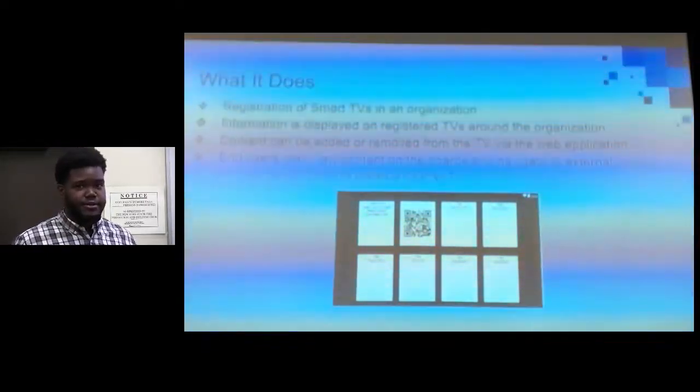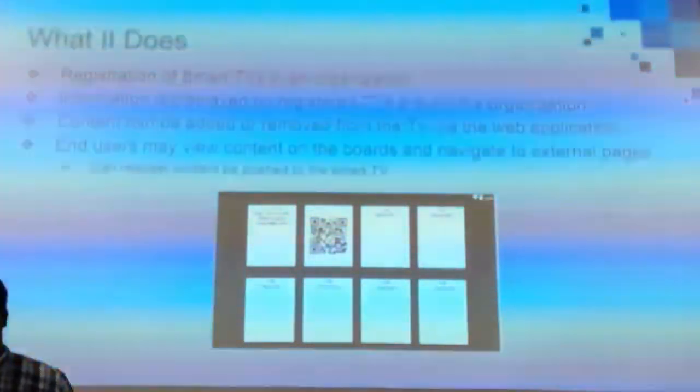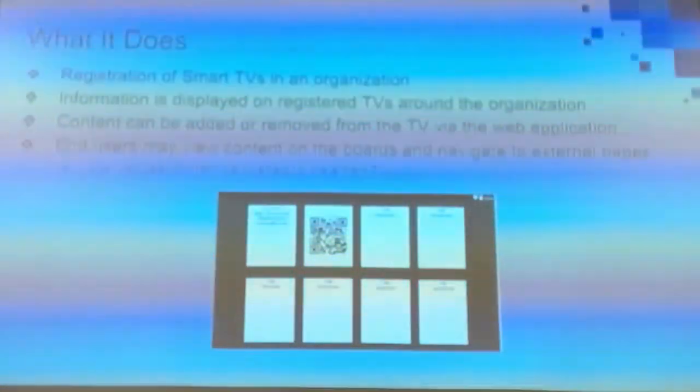So what does the system exactly do? It allows you to register any smart TV throughout your organization, and then once you register the smart TV, you can push content to that TV for people walking by to view. This is an example of what a smart TV would show. Content is displayed on tiles, and on the tiles you can display information such as if you've lost something, any event notices, or any emergency information you need to show. End users who view the content can also scan QR codes if they want to go to external pages. And you can also request for content to be pushed to the TV if you want.